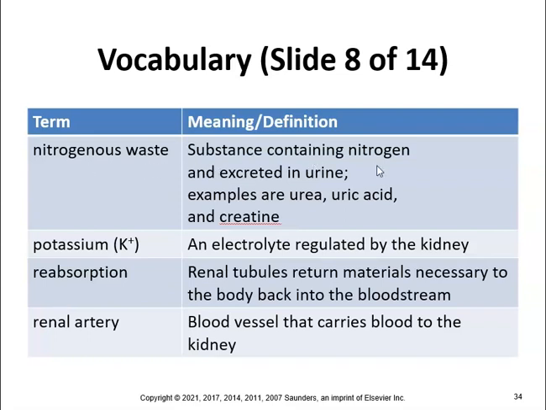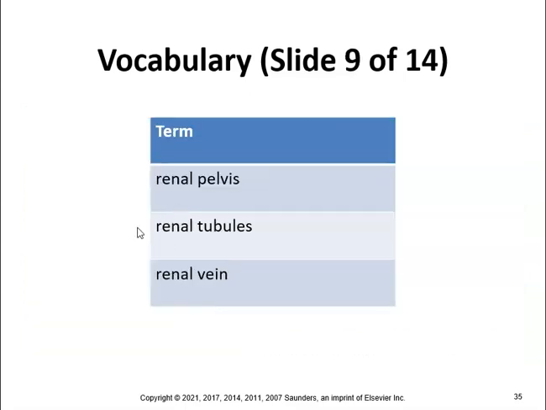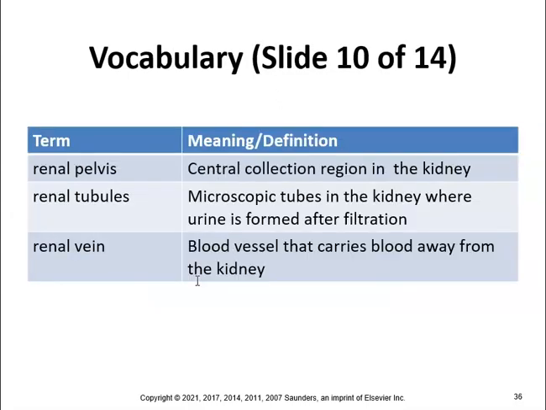Nitrogenous waste is substance containing nitrogen and excreted in urine. That's urea, uric acid, and creatinine. Potassium, an electrolyte regulated by the kidney. Reabsorption, renal tubules return materials necessary to the body back into the bloodstream. And the renal artery is blood vessel that carries blood to the kidney. You have a renal pelvis, renal tubules, and the renal vein.